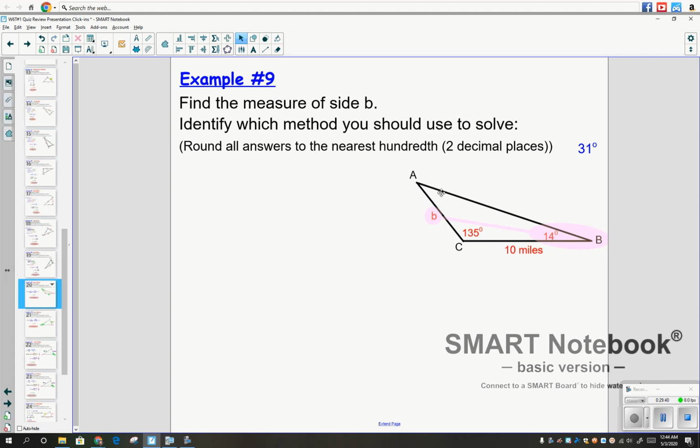However, I am given 2 out of the 3 angles, which means, since the 3 angles of a triangle add up to 180 degrees, angle A is actually 31 degrees. 180 minus 35 minus 14 gives me angle A to be 31 degrees. So I do have an opposite pair that I know the measures of both, angle A and side A. So yes, I can use law of sines.